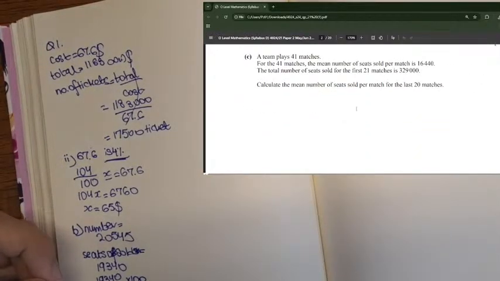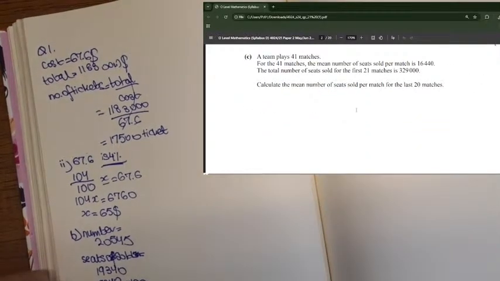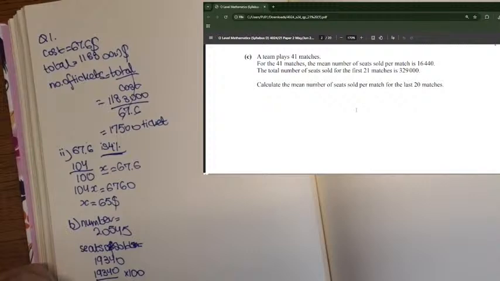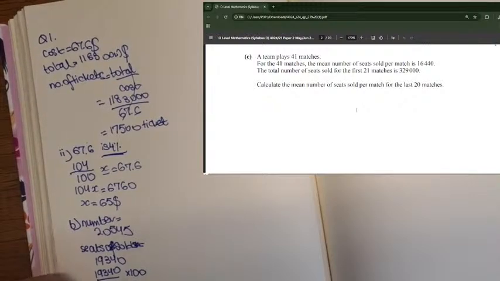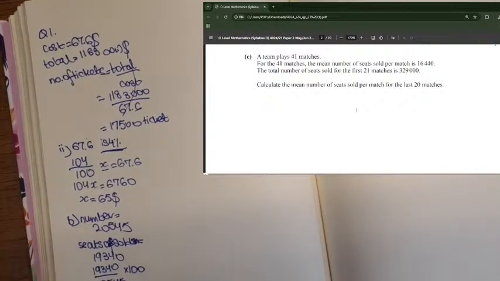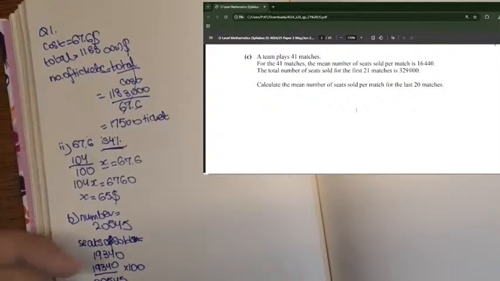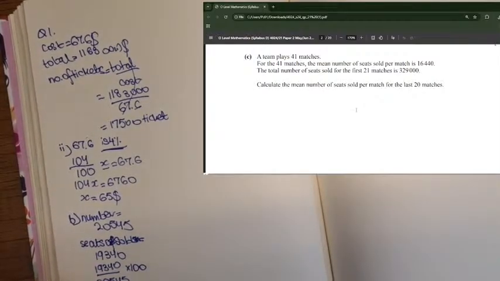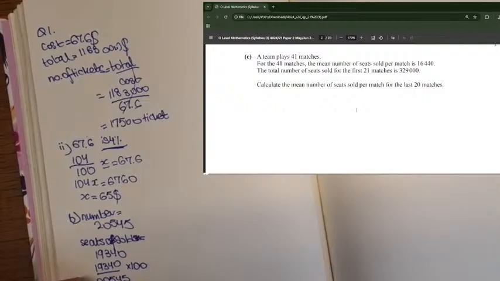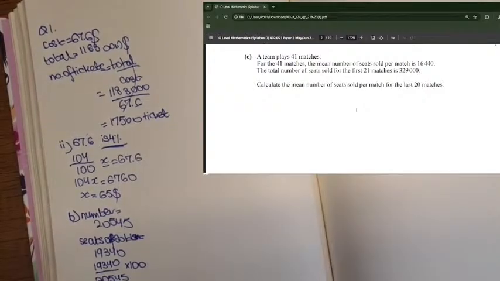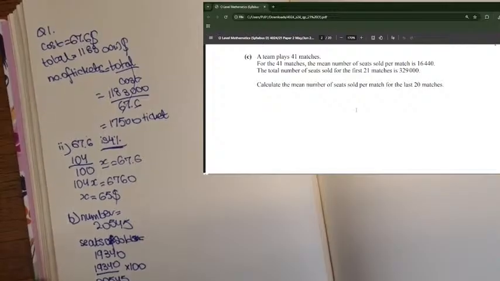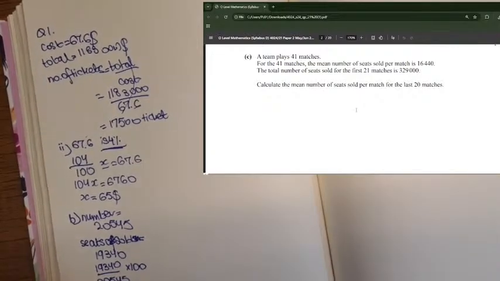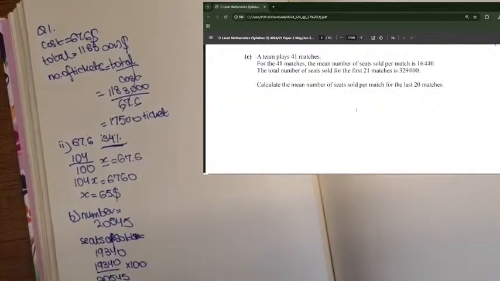The next question is that a team plays 41 matches. The total number of matches that they played is 41. For the 41 matches, the mean number of seats sold per match is 16,440. This is the number of seats sold per match on average. They're also telling us that the total number of seats sold for the first 21 matches is 329,000. Now this is the total and this is the mean.